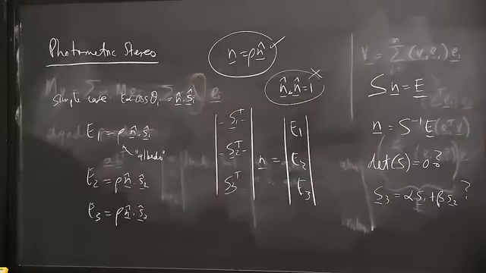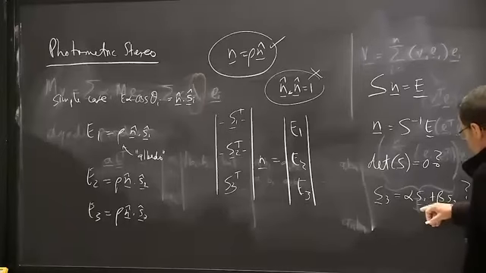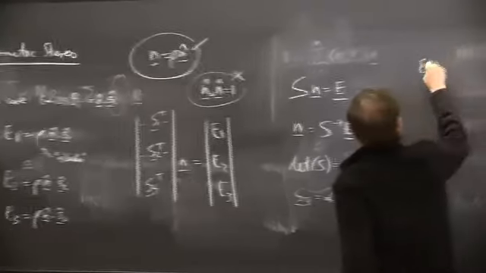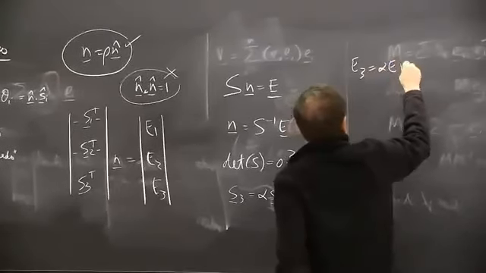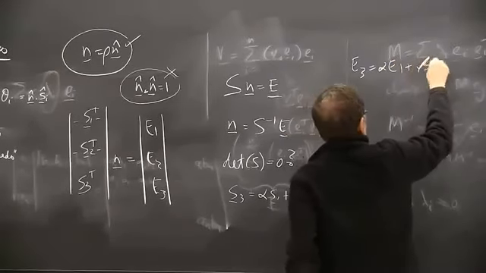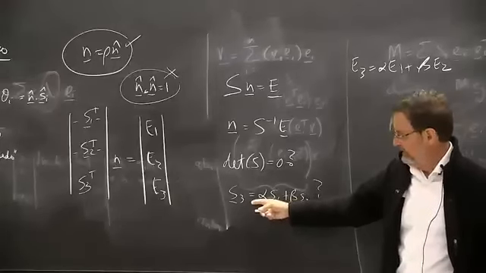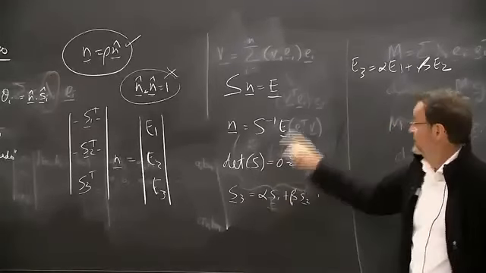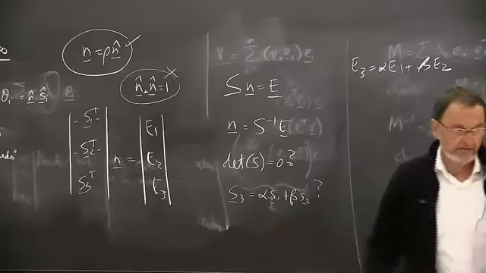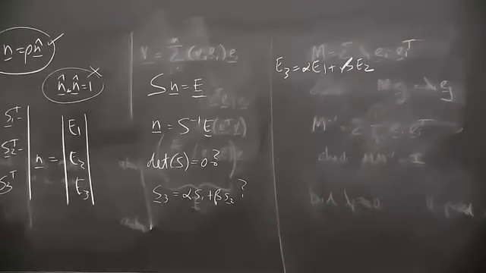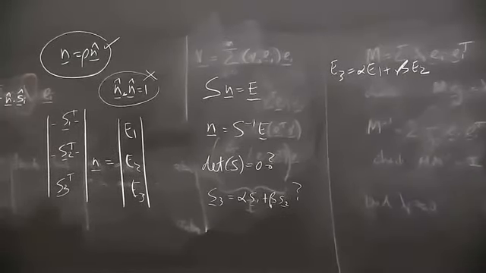So, okay, why is this bad? Well, because this means that E3 is alpha E1 plus beta E2. Right? I just need to take the dot product of this equation with n, and I get this result. And that tells me that the third measurement is redundant. It's not telling me anything new. So no wonder it blows up, right?